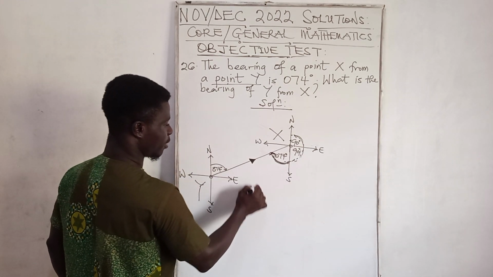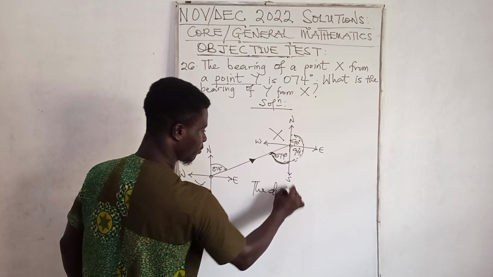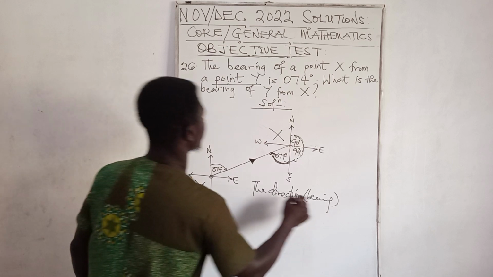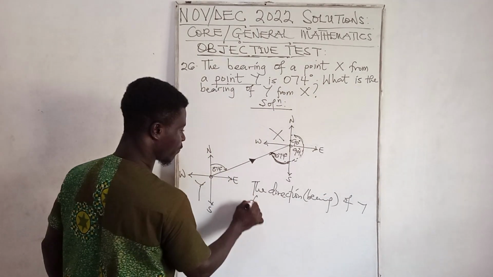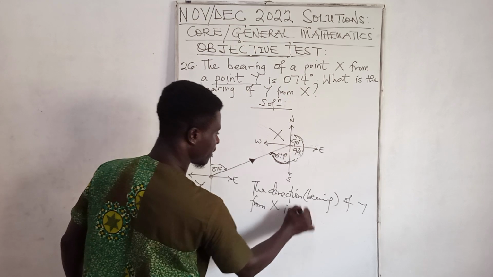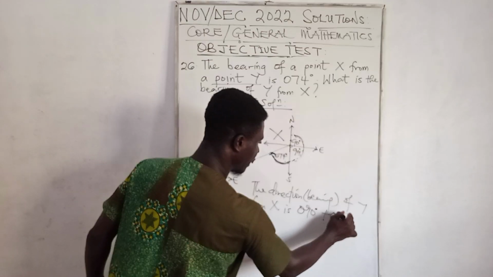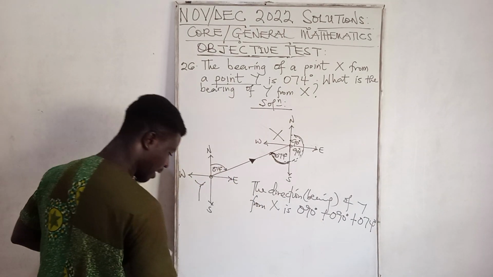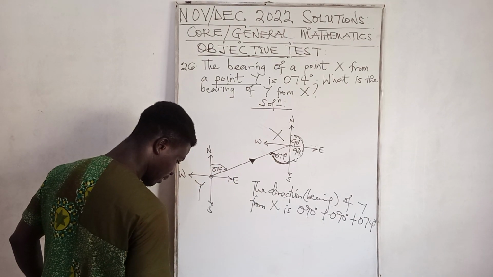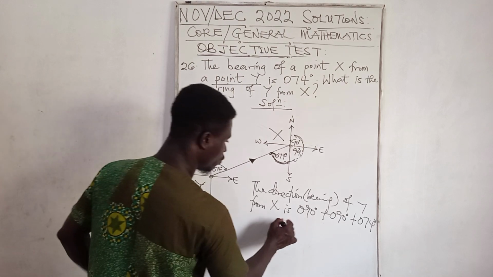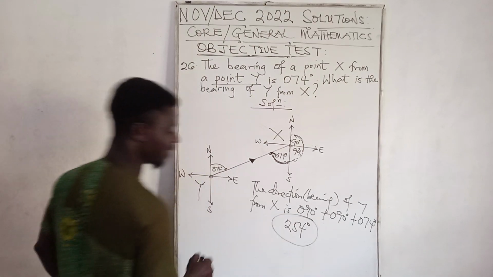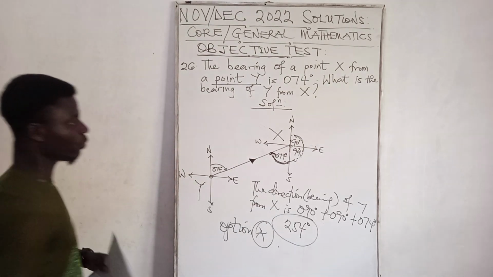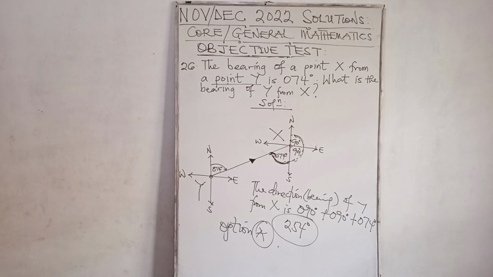So the bearing of Y from X is 090 degrees plus 090 degrees plus my 074 degrees. If I add that, I get 90 plus 90 plus 74, which is 254 degrees, which is the same answer we had. Option A for apple.